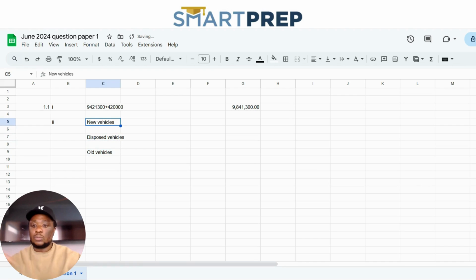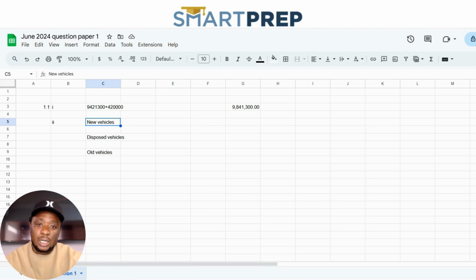By new vehicles, we mean the vehicles that we purchased during the current financial year. Disposed vehicles, we're talking about calculating depreciation on vehicles that were disposed in the current year. And then by old vehicles, we're basically referring to vehicles that were there from the beginning of the financial year to the end of the financial year. So if we have these three classes and add them all together, we'll basically get our depreciation amount.